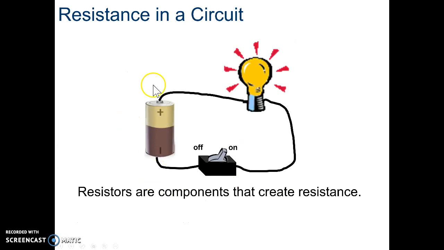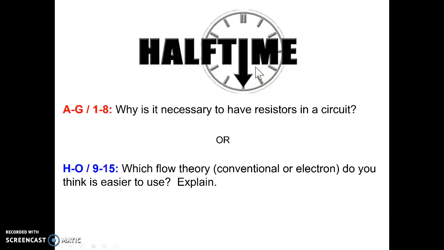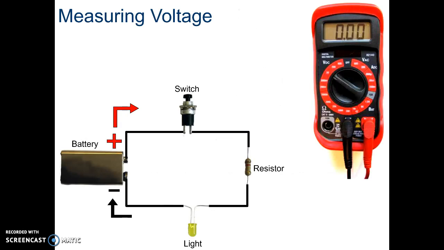In a circuit, resistors are the components that create resistance, and that can include things like light bulbs and the wires. Because there's some resistance here, the wires cause this to go dim. Why do we have resistors in circuits? And do you think either conventional or electron diagrams are easier to use?